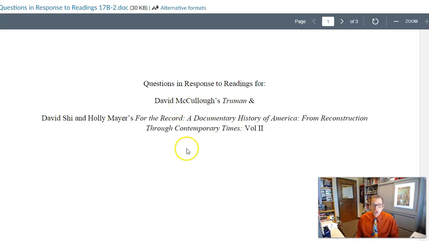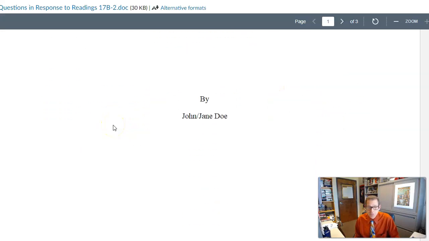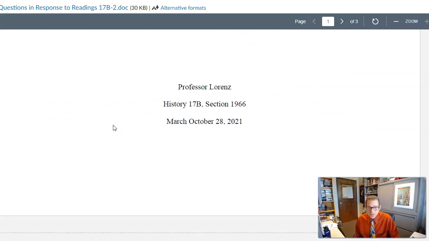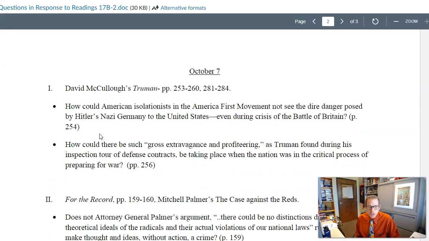So this sample shows you what the cover page will look like. You'll see question response to reading for David McCullough's Truman, and then David Shi, Holly Mayer, For the Record: Documenting U.S. History. So that's a title for this document you can turn in. Then you put your name in there, of course, and our class info, and your date. And then here's what it looks like. So here's what you guys are preparing. In the sample I just showed you, I think that was January 31. So you put January 31 here, and you write David McCullough, Truman.